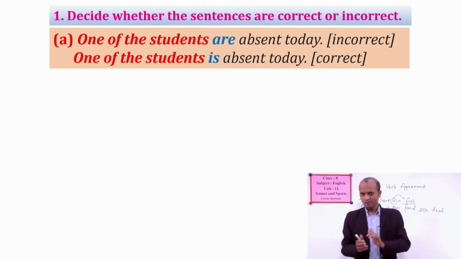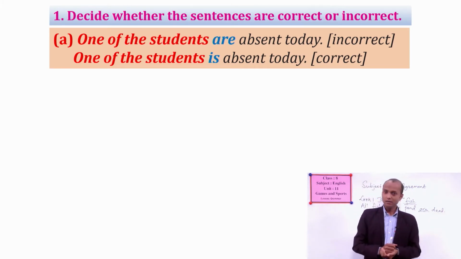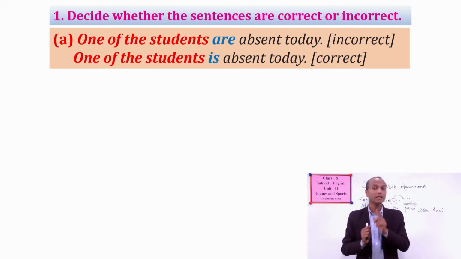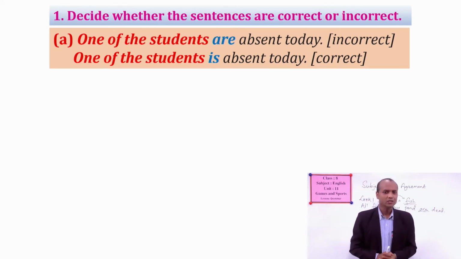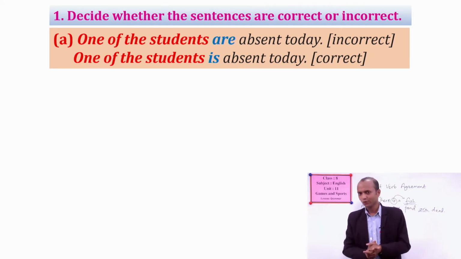Number A, first sentence. One of the students are absent today. This is, as given in your exercise book, incorrect. And one of the students is absent today. This is correct. You don't need to think about it. Why? This is given there already, isn't it? Yes.